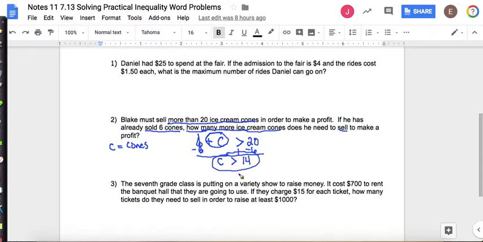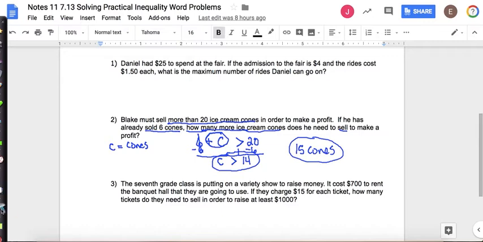But look, 14 is not the answer to this question. Here's why. It says, how many more ice cream cones does he need to sell to make a profit? He has to sell greater than 14. Well, 14 is not greater than 14, so I can't say 14. What would be one number greater than 14? Good, 15. So he has to sell 15 cones to make a profit, because right here it says he needs to sell greater than 14.